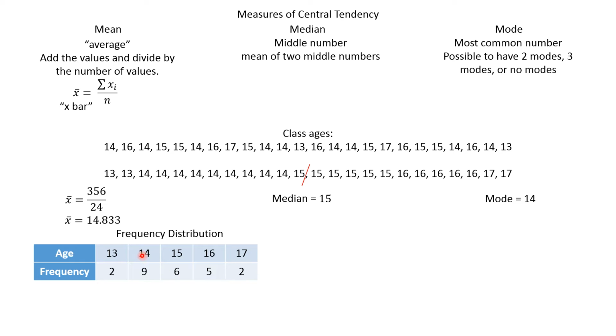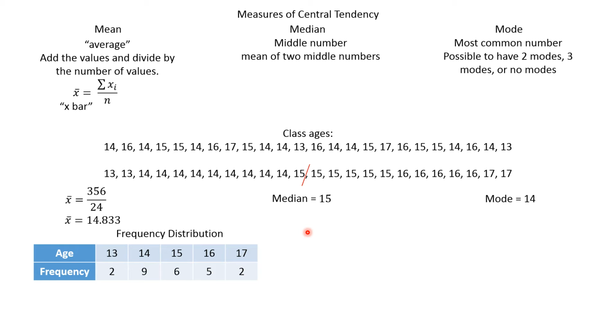So with frequency distributions, finding the mean is a lot easier. We have 2 13s. If I add them together, that's just 2 times 13. 14 times 9, 15 times 6, 16 times 5, 17 times 2. Add those numbers together to get 356. Honestly, that's what I did. I didn't type each of them in individually. And so frequency distributions can be easier for that. Also much easier to find the mode. 9 is the biggest, so it's 14.